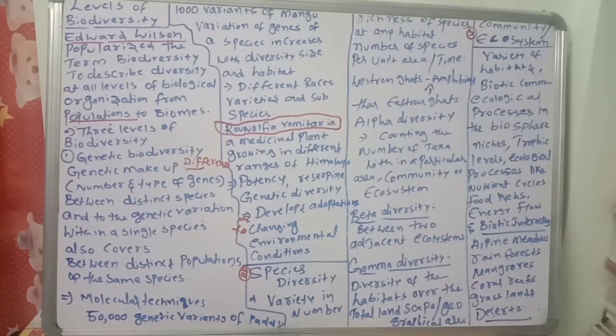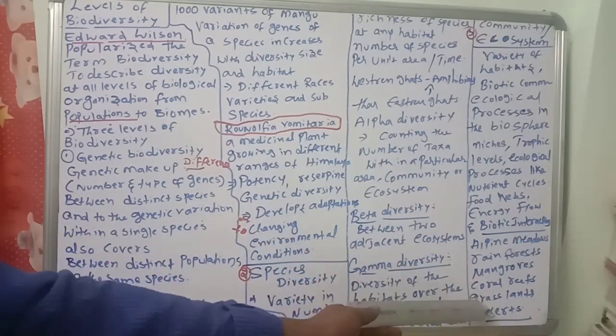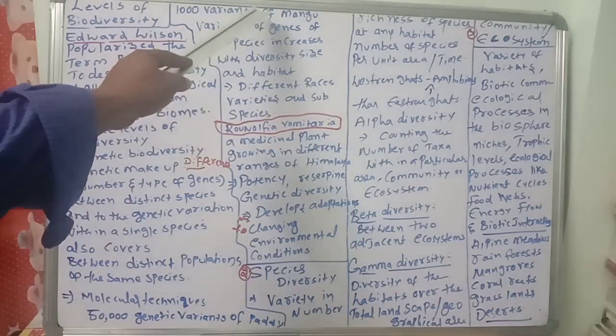So India especially has alpine meadows, rainforest, mangroves, coral reefs, grasslands, deserts. These are fully developed, the greatest ecosystem diversity on the earth. Like this you should remember. So all are important. Rauwolfia vomitoria is the example for genetic diversity. How can you measure genetic biodiversity? By molecular biotechnology, molecular techniques. How many paddy genetic variants? 50,000. How many mango genetic variants? 1,000.